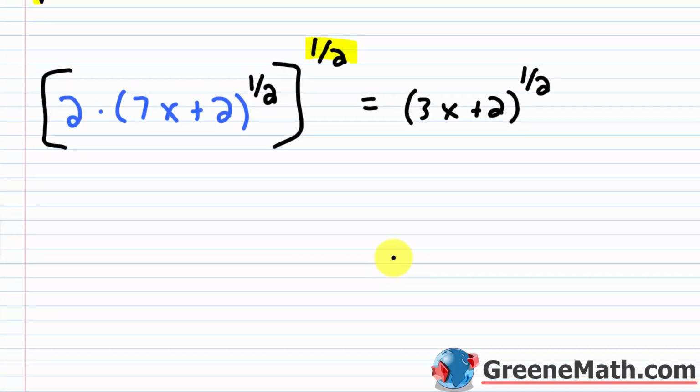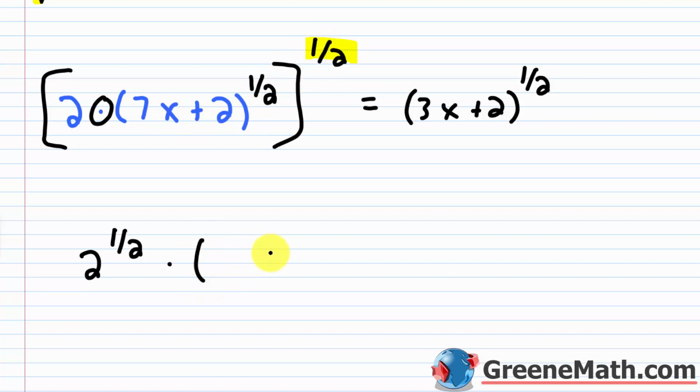So now, because this is multiplication here, I can bring this exponent inside to each guy that's involved in this multiplication. So 2 will be raised to the 1/2 power. And then we have times the 7x plus 2 raised to the 1/2 power, which is now raised to the 1/2 power again.